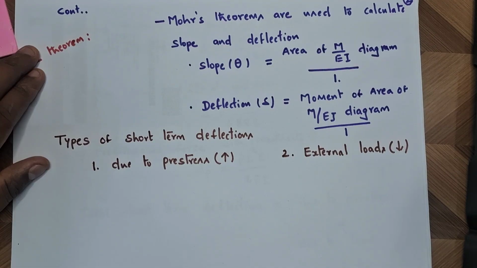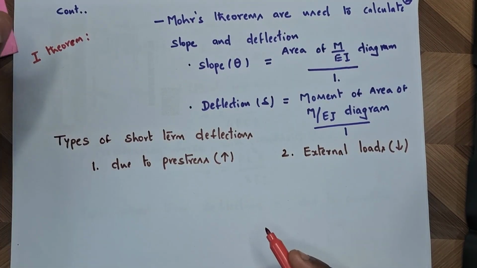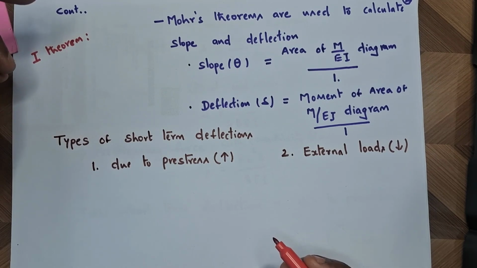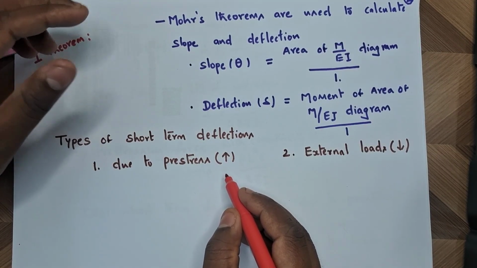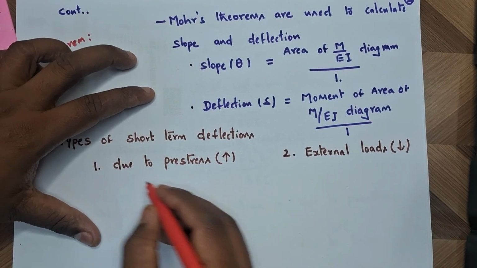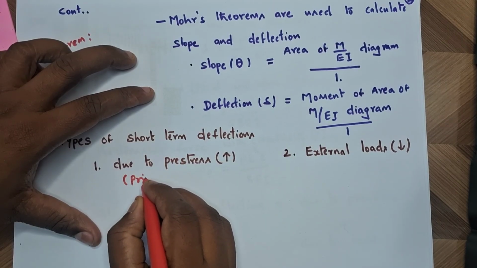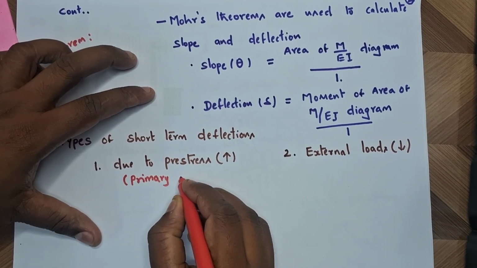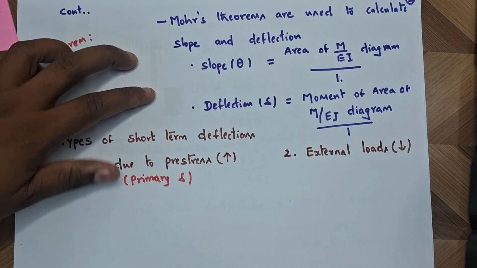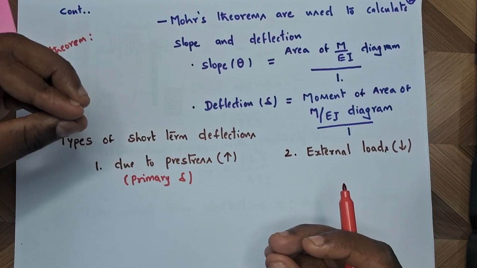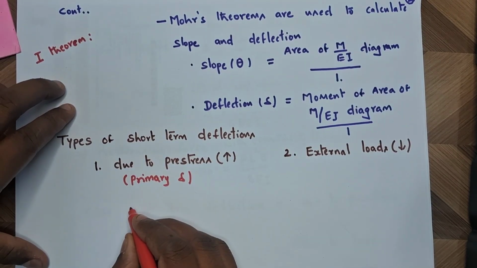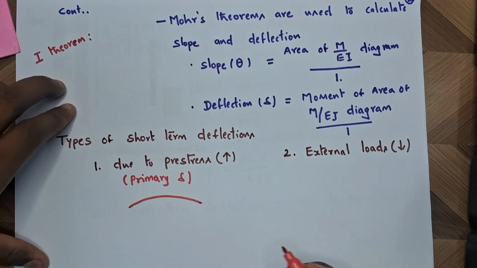Generally, there are mainly two types of short-term deflections we observe in prestressed structures. One is due to prestressing force. It is a primary deflection. The prestressing force, when tensioned, applies an upward camber.